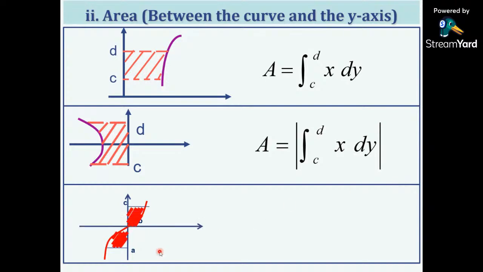And as for the last example, we have the curve shaded on the right side and on the left side of the y-axis. So for the right-hand side, which is from B to C over here, we don't have to put any absolute value sign. While for the left-hand side over here, we have an absolute sign because we want to make sure the area is positive.